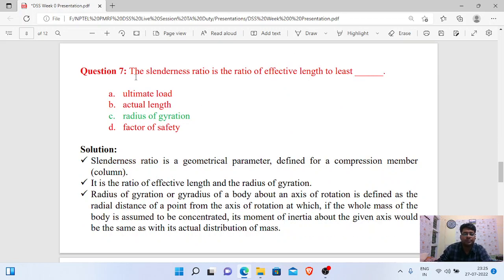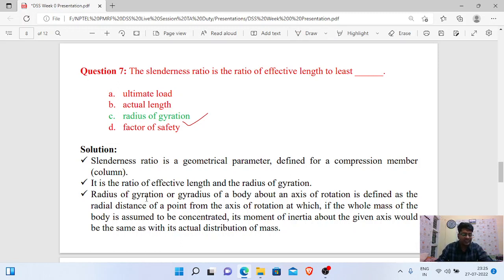Question 7. The slenderness ratio is the ratio of effective length to least. This is actually a definition of slenderness ratio. So let us see here. Slenderness ratio is a geometrical parameter defined for a compression member like a column. It is the ratio of effective length and the radius of gyration. So this option is correct, radius of gyration.